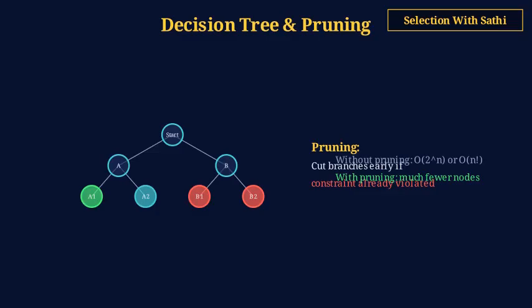For permutations, look at lines 14 through 20. We fix each element at position L by swapping, recurse for the remaining positions, then swap back to restore the original order. This generates all n factorial permutations.